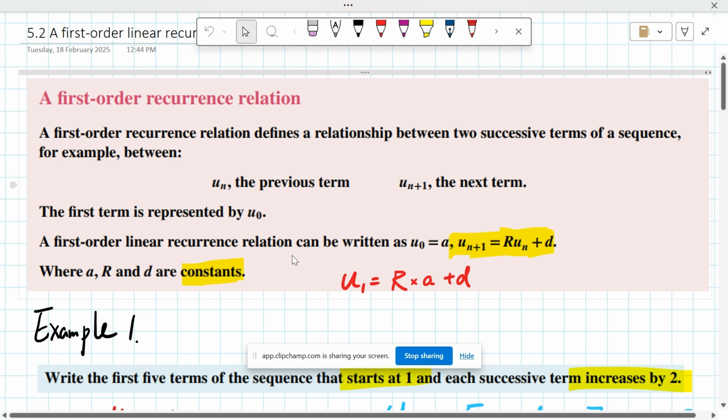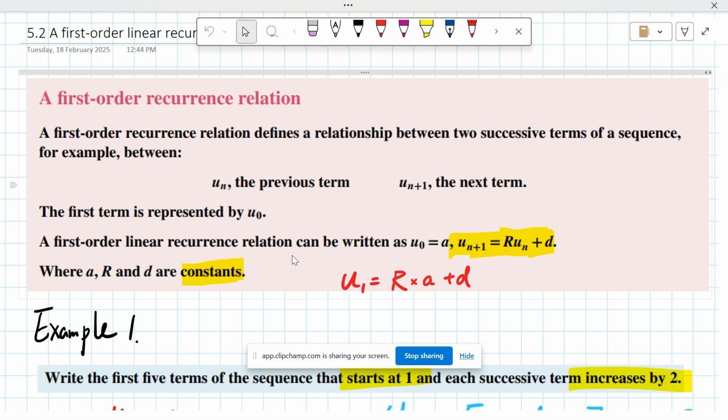So today, we're going to start 5.2 with some basic fundamental parts, which is the first order recurrence relation. First things first, a first order recurrence relation defines the relationship between two successive terms. For example, we have a previous term and a next term. Normally we say the first term will be u0, or v0, and sometimes a0. A first order linear recurrence relation can be written as u0 equal to a, and u(n+1) equal to R times u(n), where R is a constant number multiplying your previous term, plus another constant.